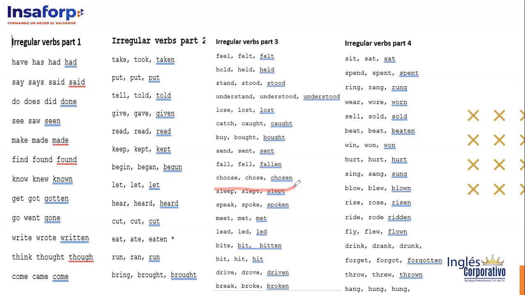Milena, chosen. Amalia, chosen. Arely, yes. Understand? No, no lo dije. Understood. Yes. Okay. Arely, slept. Berosli, spoken. Carlos, met.